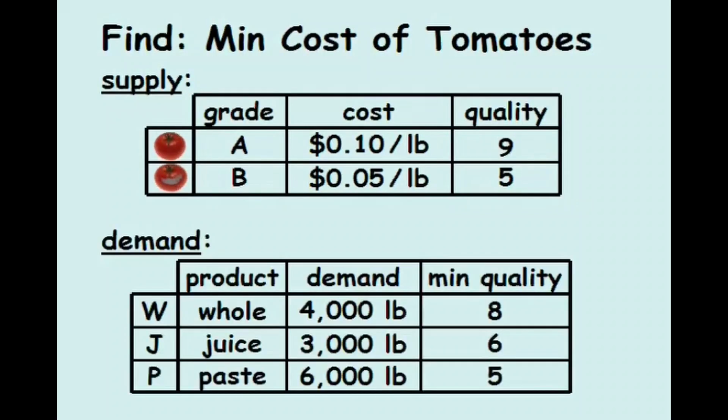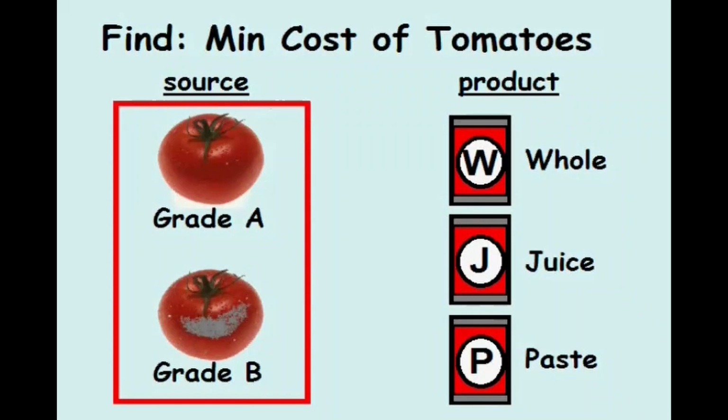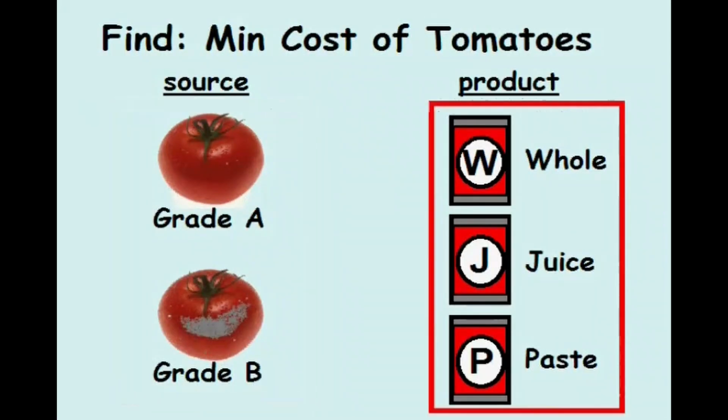Furthermore, each product has a minimum quality requirement. The minimum quality for whole tomatoes, tomato juice, and tomato paste is 8, 6, and 5, respectively. So far in this problem, we can identify 6 decision variables. That is, there are 2 different grades of tomatoes that can be used for 3 separate tomato products.